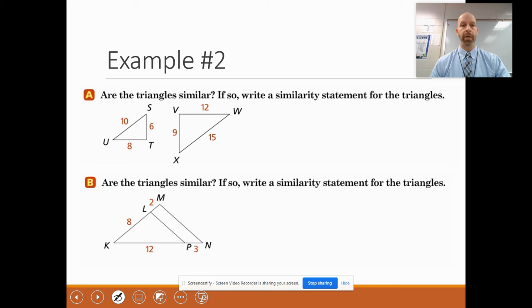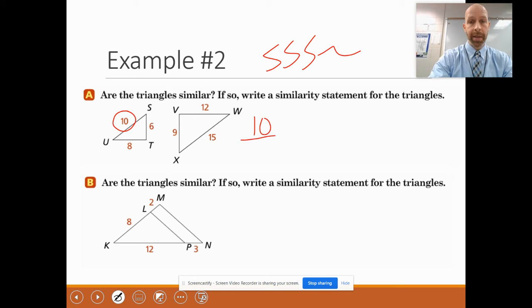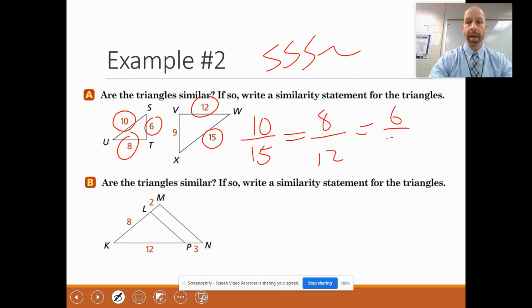So let's look at example 2. Are these triangles similar? If so, write a similarity statement. Well, let's see. I'm going to go with the longest. It appears to me that if they're going to be similar, we're going to have to use SSS because we don't know any of the angles of the triangles. So I'm going to put 10 is to 15. Now that was the longest and the longest. Does that equal? Let's go to the second longest. That'd be 8. The second longest over here would be 12. And then the third longest would be 6, and then 9. Now do all of those equal each other?